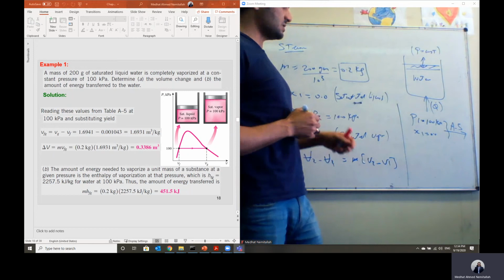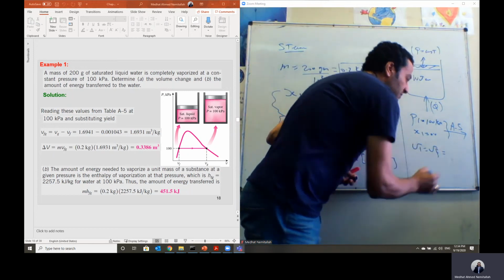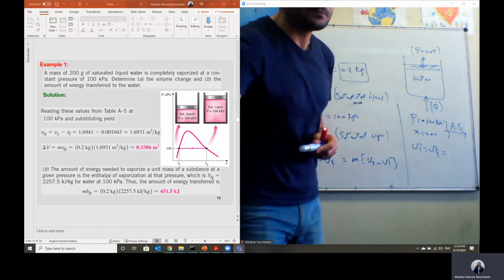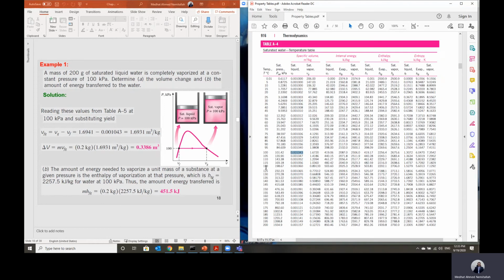I need to calculate the specific volume V1. The state is saturated liquid, so V1 is equal to V fluid. Here you can just look at the table, at pressure 100 kilopascal. Yes, this is the specific volume V1. So specific volume V1 is equal to V fluid, which is 0.00104 meter cube per kilogram. So the unit is meter cube per kilogram, and this is the specific volume V fluid.